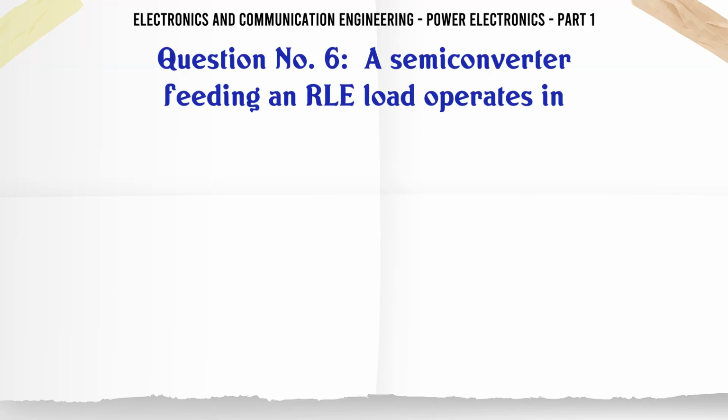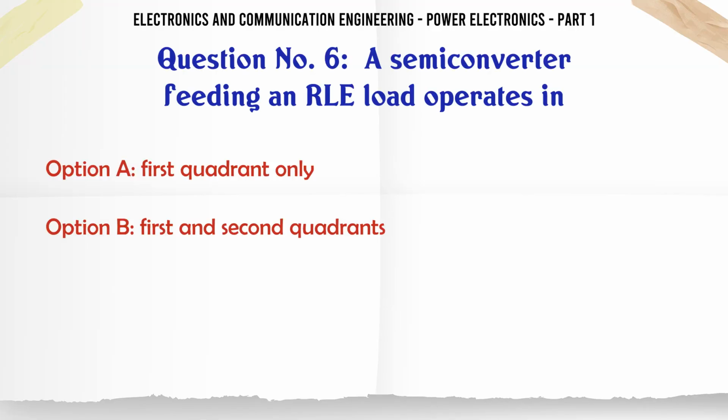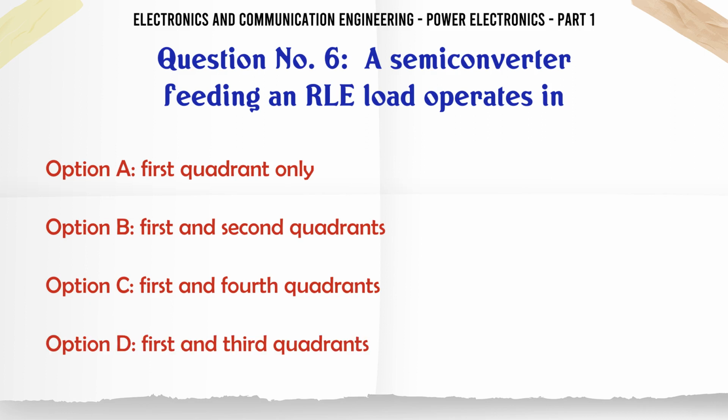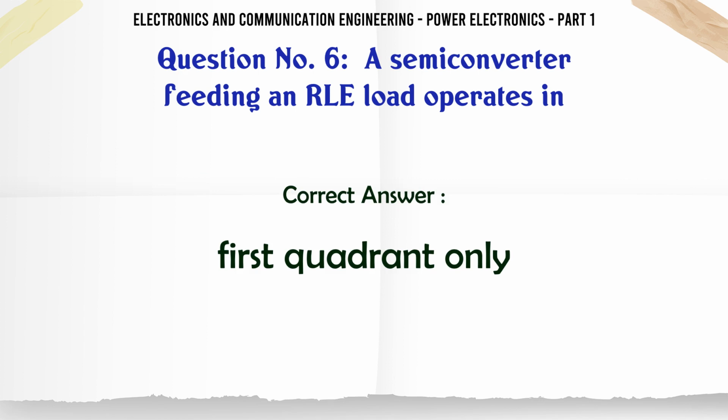A semiconverter feeding an RLE load operates in A. First quadrant only, B. First and second quadrants, C. First and fourth quadrants, D. First and third quadrants. The correct answer is first quadrant only.